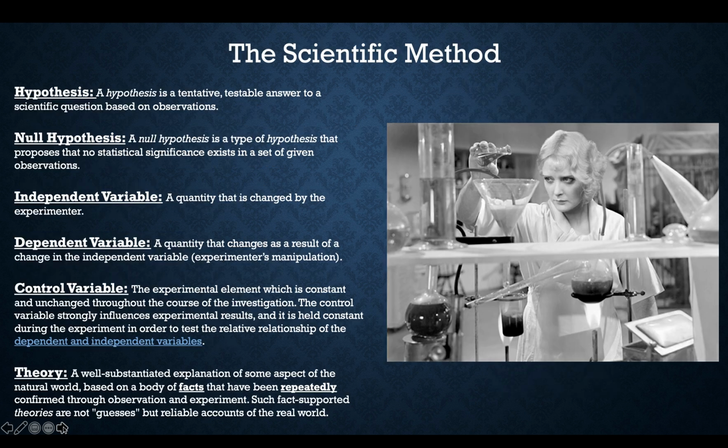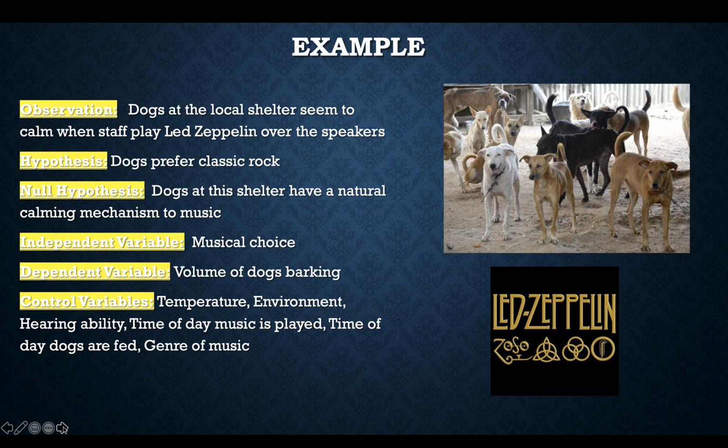So in your first lab, you will be given a series of observations, and you will have to list each of these variables: a hypothesis, an independent variable, a dependent, and a control. So let's do one together. The observation here is that dogs at the local animal shelter, the staff tell you, hey, it's the craziest thing. These dogs seem to really calm down when we play Led Zeppelin over the loudspeakers. So you say, okay, I'm going to test this. I'm a scientist. I must go through the scientific method. So your hypothesis is that dogs must prefer classic rock, right? They're fond of Led Zeppelin. But just in case your hypothesis turns out to be wrong, you need the null hypothesis to fall back on.